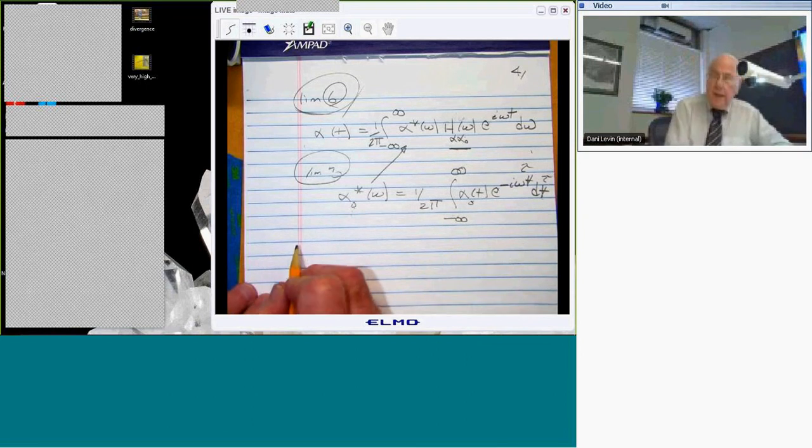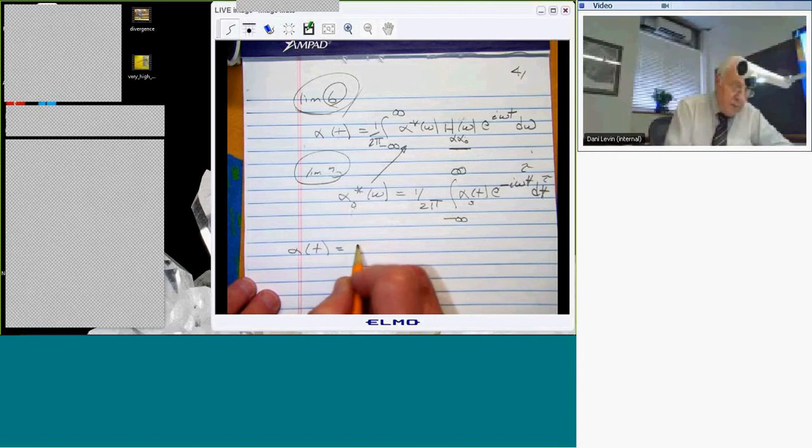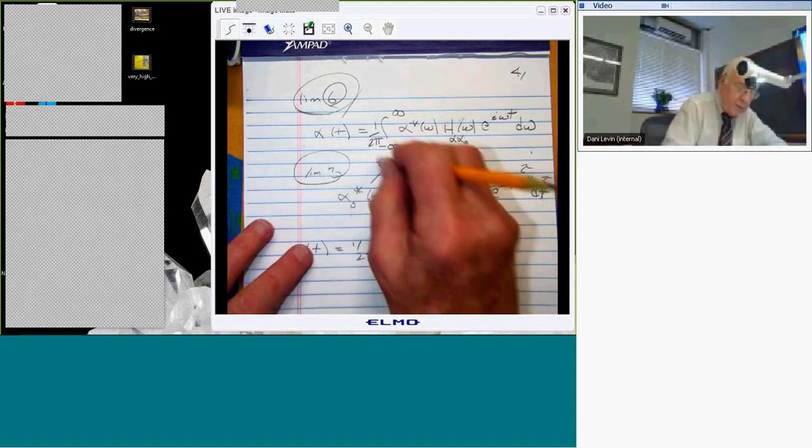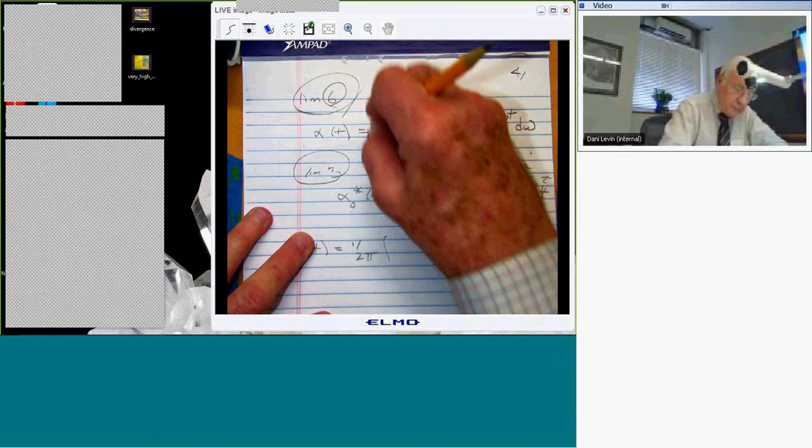Okay, so I'm going to now take this equation and place it in this equation, and now I will have a double integral, right? I have alpha of t equals 1 over 2 pi, the integral from... I told you something was wrong. Let me go back. Yeah, there's no 2 pi here. Sorry about that. Right. Let me go back.